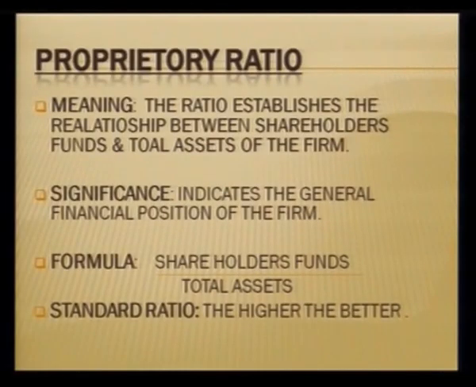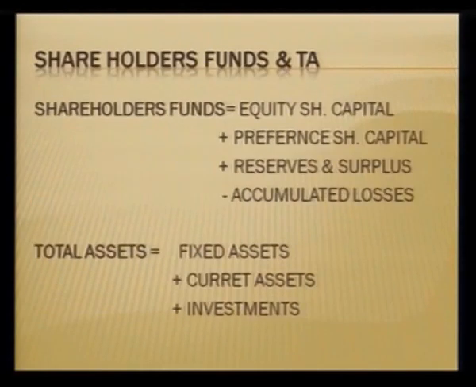Okay. The formula for the proprietary ratio, as I've just said, is total shareholders' funds upon the total assets. Total shareholders' funds would mean the equity share capital, the preference share capital, and the reserves and surpluses, and from the sum total of these three, you have to subtract the accumulated losses. What do we exactly mean by the term accumulated losses over here?